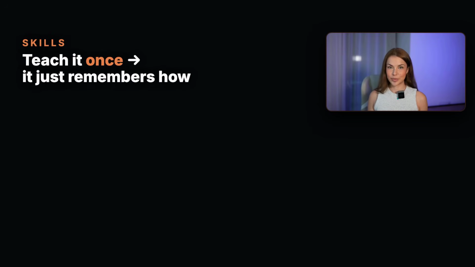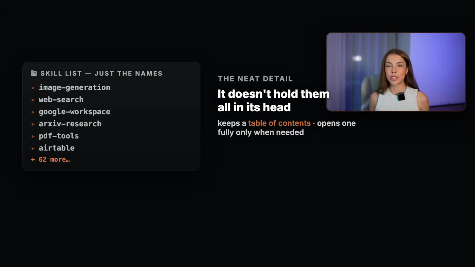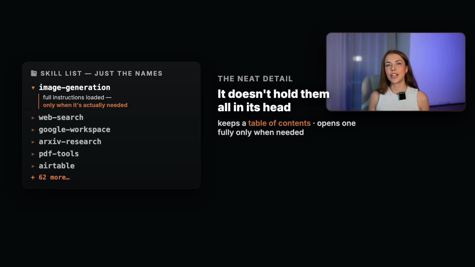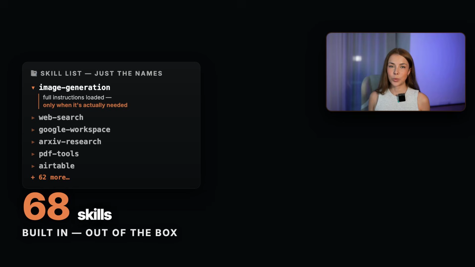Next thing, skills. A skill is basically something you teach it once, so it doesn't have to figure it out from scratch every time. It just remembers how. And here is a neat little detail. The agent has a lot of these, so it doesn't hold all of them in its head at once. It just keeps a list of their names, like a table of contents, and only opens one up fully when it actually needs it. That's how it stays fast, even with a ton of skills.